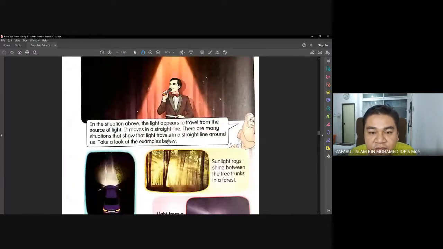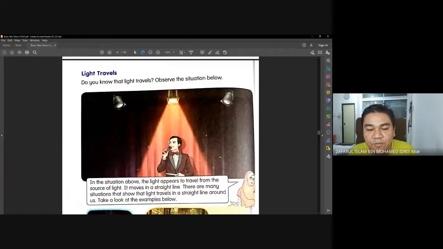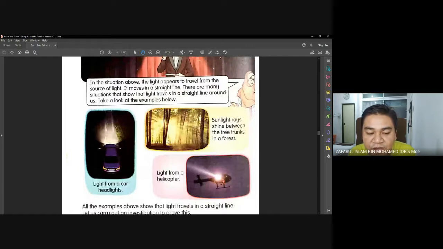So again class. So today you have learned about the properties of light. The first one is light travels in a straight line. Ingat tu, cahaya bergerak lurus. Kedua, macam mana kita nak buktikan bahawa cahaya bergerak lurus? Again. Light from a car headlight. Light from a helicopter. Sunlight. Dan kalau awak pernah tengok baru ni tentang fenomena eclipse. Fenomena eclipse. Eclipse ni gerhana bulan atau gerhana matahari.